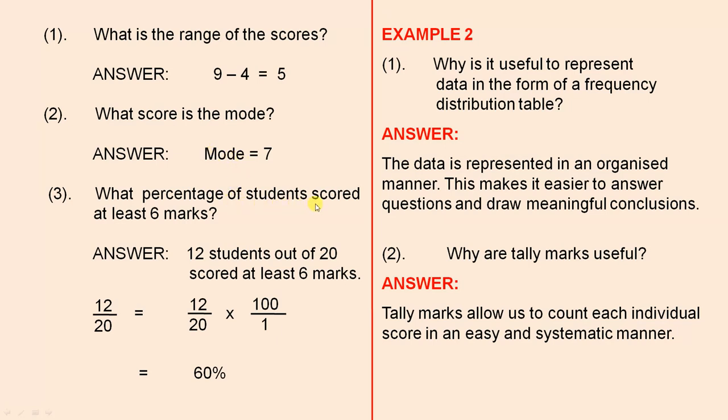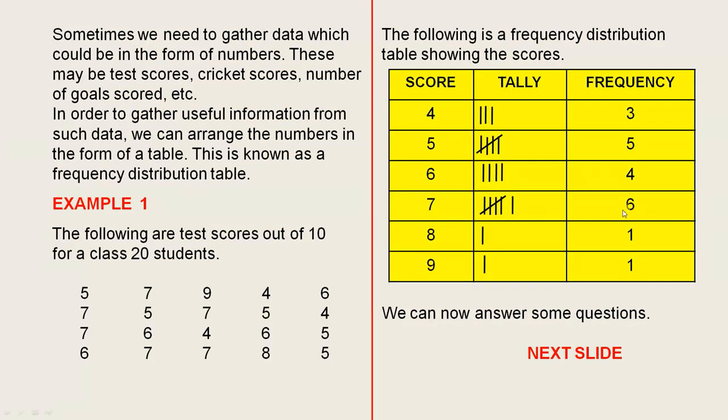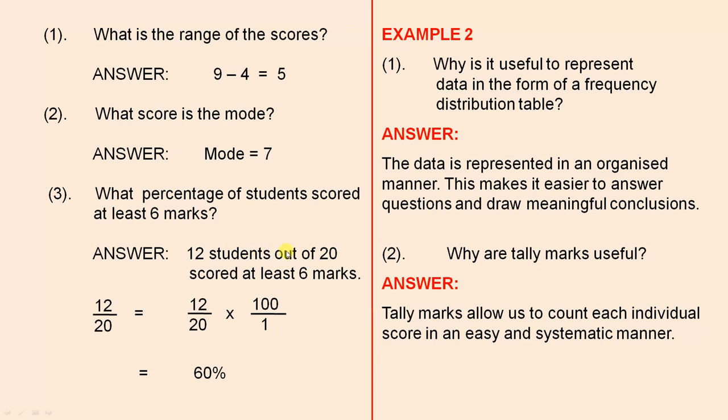What percentage of students scored at least 6 marks? Now at least 6 marks means 6, 7, 8 or 9. So if we go back to the table, it's either 6, 7, 8 or 9. That gives you 12 people altogether who scored at least 6. So 12 students out of 20 scored at least 6 marks. To change that to a percentage, 12 over 20 times 100 over 1, which is 60%.